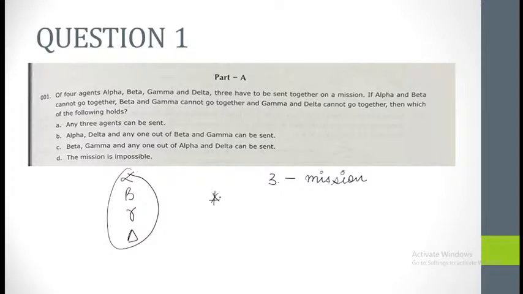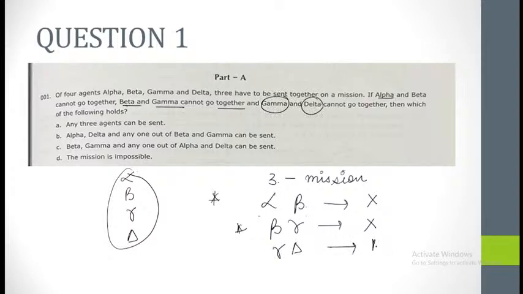Now we are given some restrictions. Alpha and beta are not friends, so they won't be going together. So you have alpha and beta, right? Alpha and beta won't be going together. This is the first condition given to us. Then the second condition is beta and gamma cannot go together. Then it is gamma and delta, they also cannot go together. These are the three conditions which we have to make sure of.